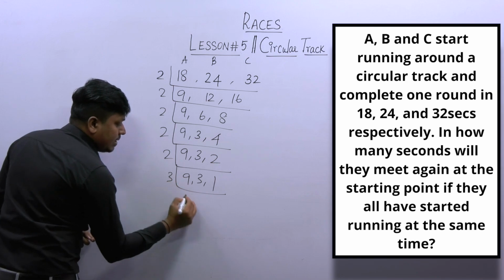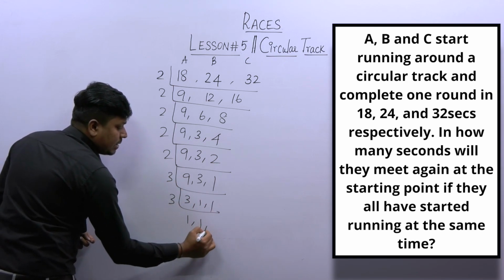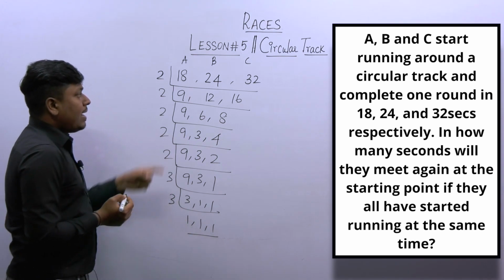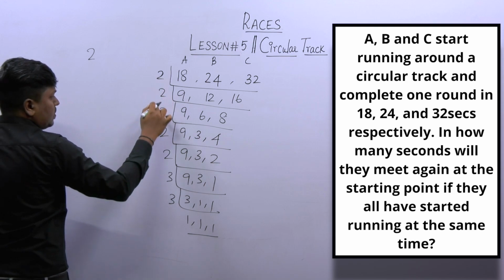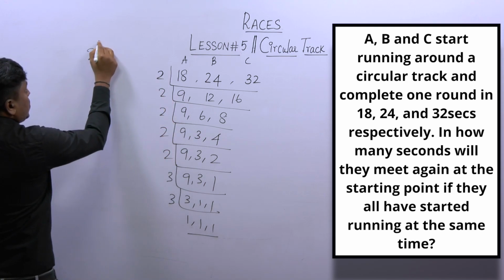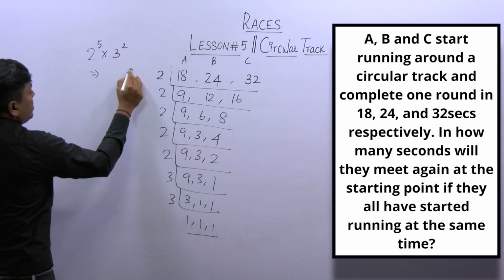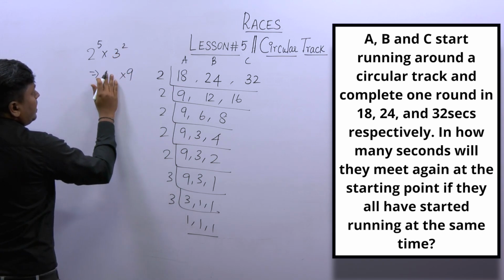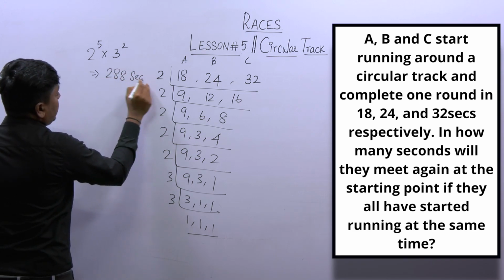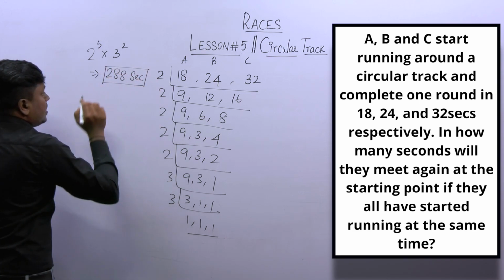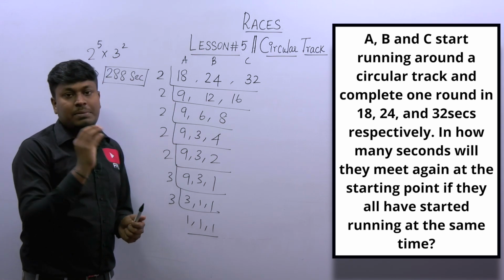So again go with 3. So 3, 1, 1. So go with 3, 1, 1, 1. So finally the LCM for these three numbers will be 2 power 5 into 3 square. So 3 square will be 9, and 2 power 5 will be 32, giving 288. So finally we can say that at 288 seconds all the three persons will meet each other.